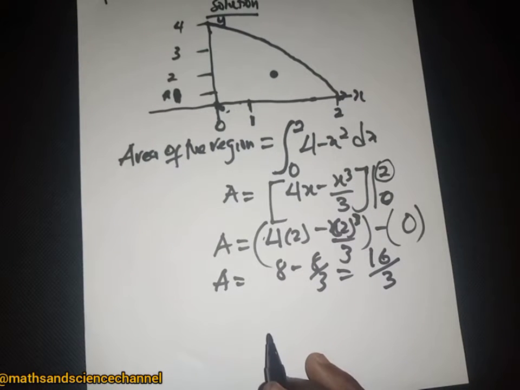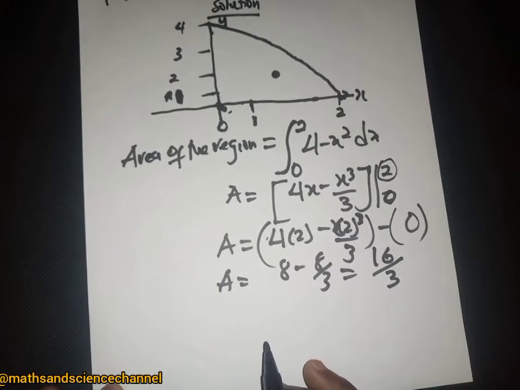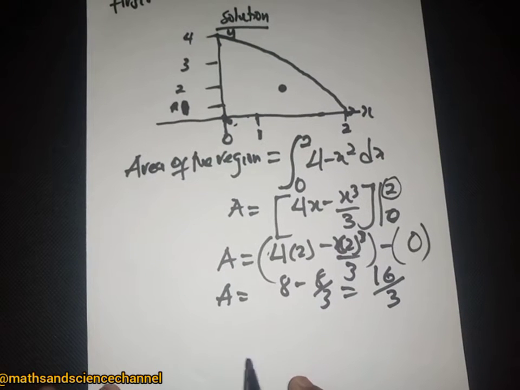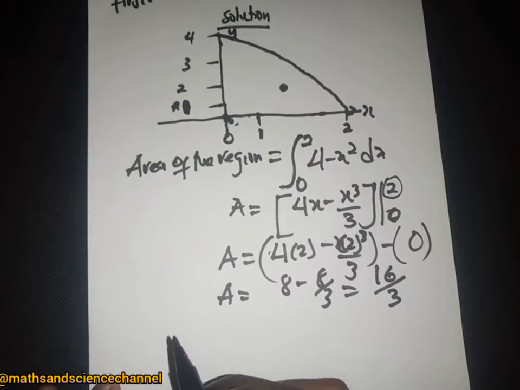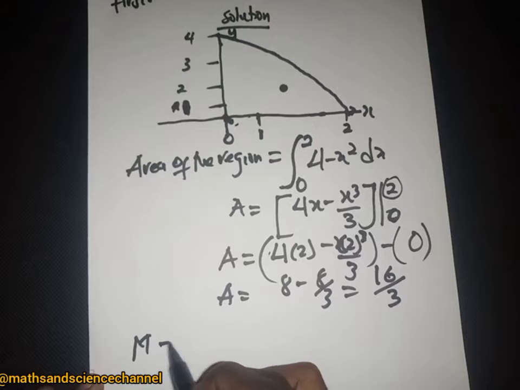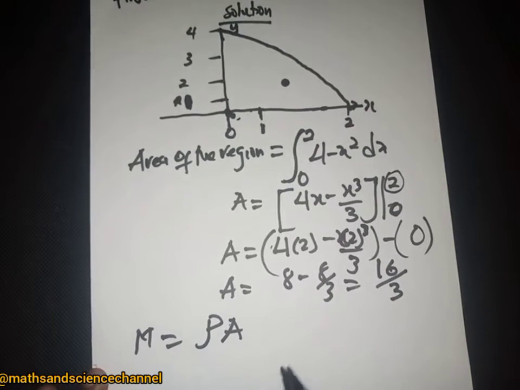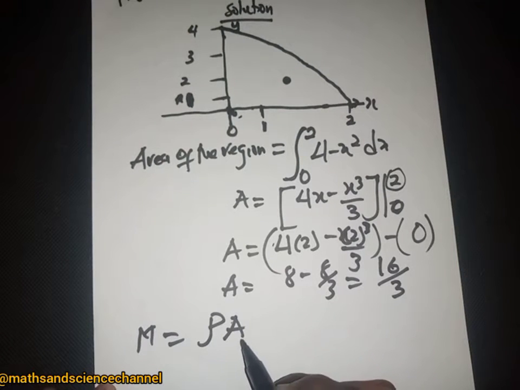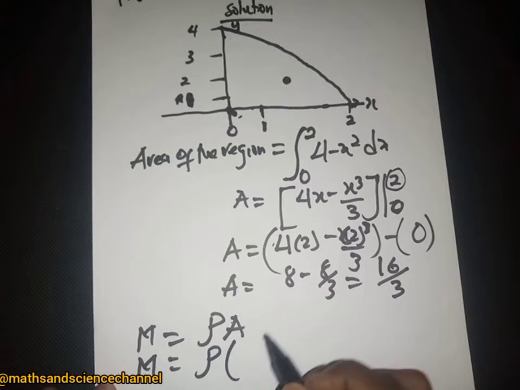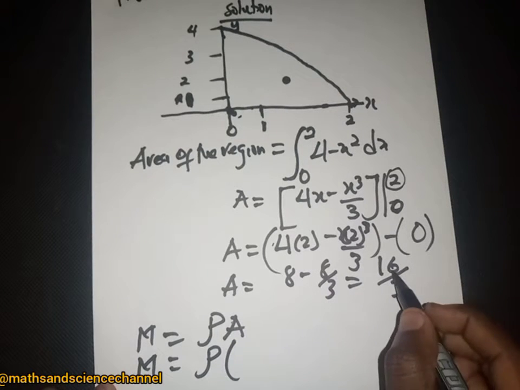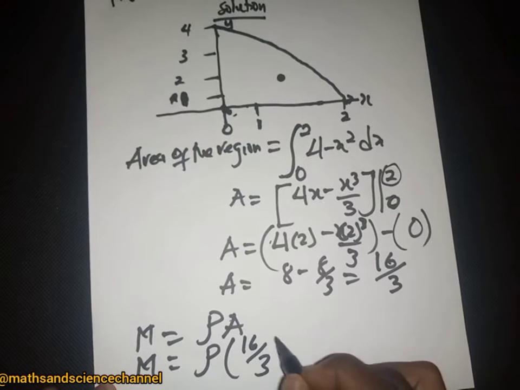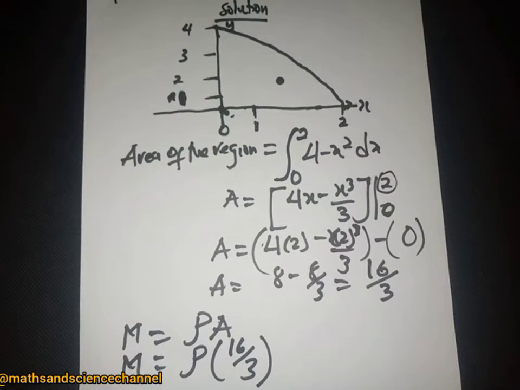So if you have the area, therefore we have to calculate the mass of the particle, right? The mass m of the particle is given by the density multiplied by the area. So the mass of the particle will just be the density here multiplied by the area. The area here is 16 over 3, and we'll just leave it this way. Now what are we trying to do? We are trying to calculate the center of mass for the particle.